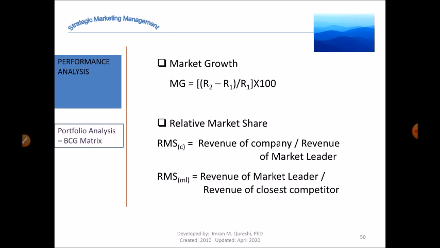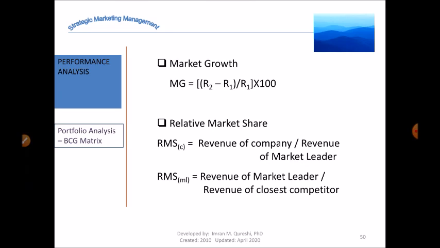The next thing is relative market share. If you look at relative market share, then we have the basic formula that is given here. We have the relative market share of a company as the revenue of the company divided by the revenue of the market leader. And for the market leader, the relative market share is going to be calculated by the revenue of the market leader divided by the revenue of the closest competitor.